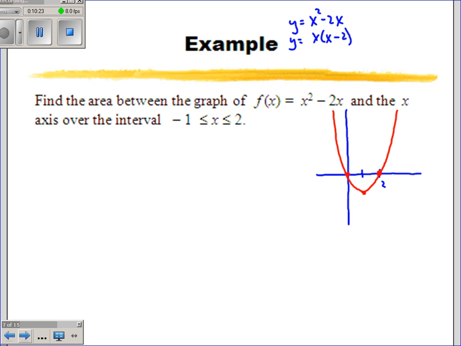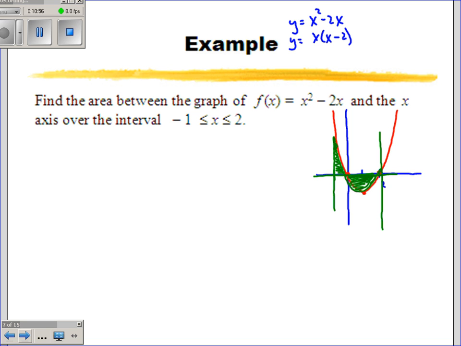Okay. Now I want to find the area between that function, the x-axis, and between where x is -1 and x is 2. Well, x is -1 is over here. x is 2 would be over here. And then I want what's between the x-axis and this function. So what I'm looking for is this piece over here and this piece in here. Okay, so let's find those two separately.